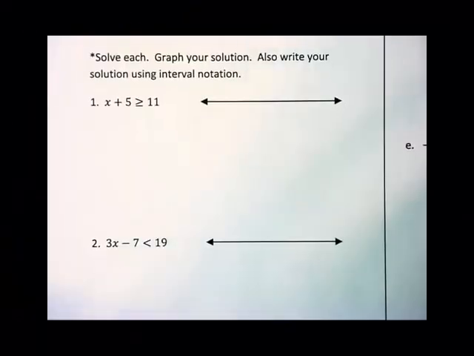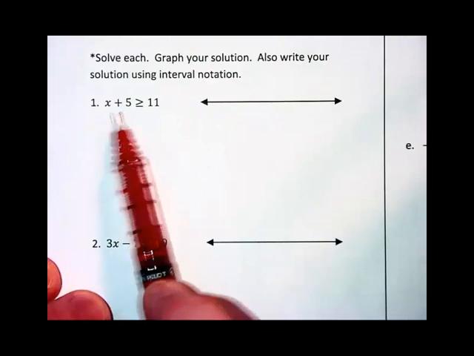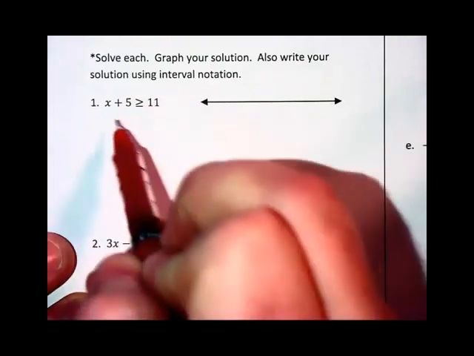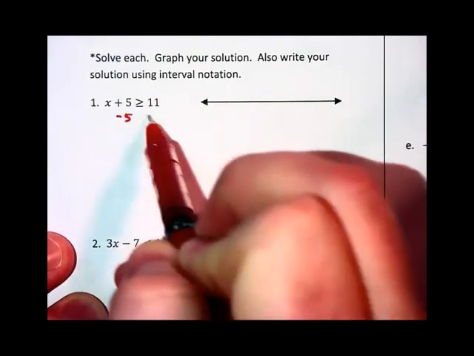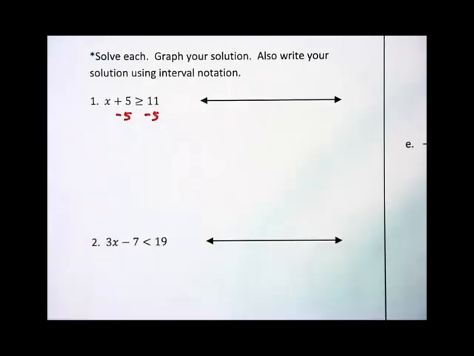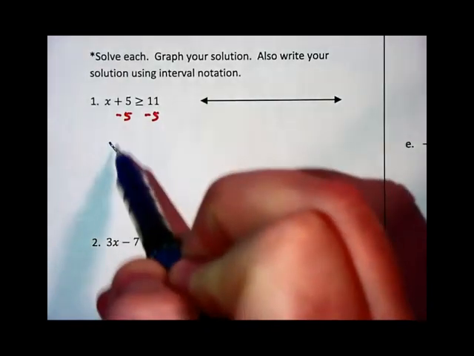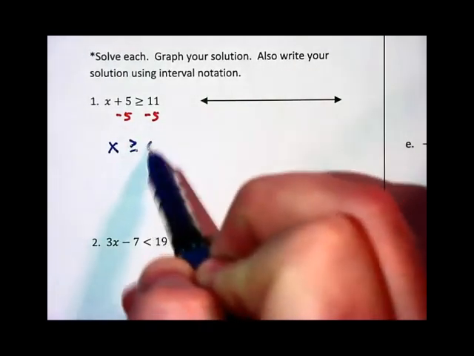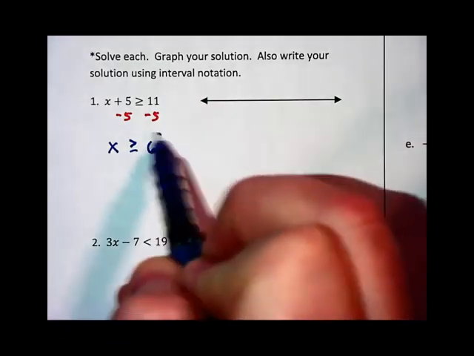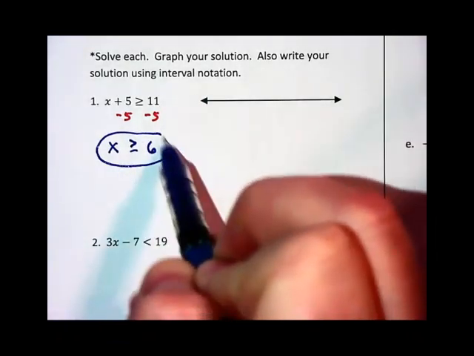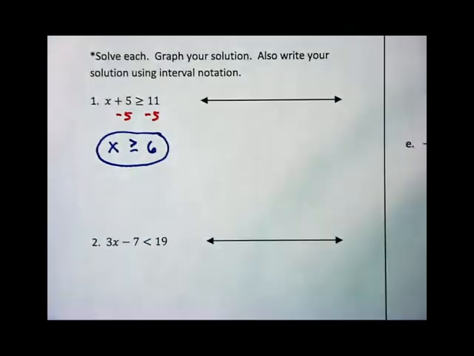Solving inequalities is just like solving equations. You want to get the x by itself on the left. So in this first case we would be subtracting 5 on each side. And that would give us x is greater than or equal to 6. Now that would be the solution if we were just writing it as an inequality.